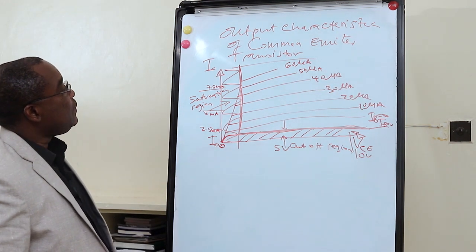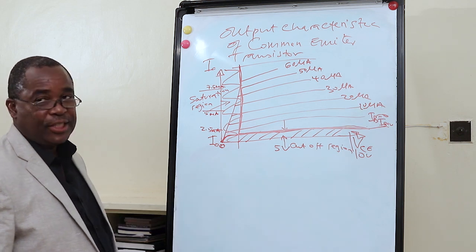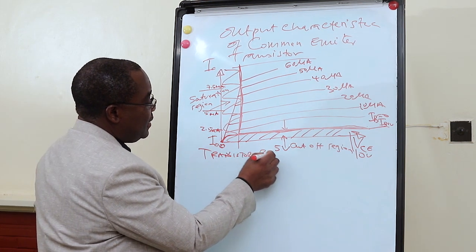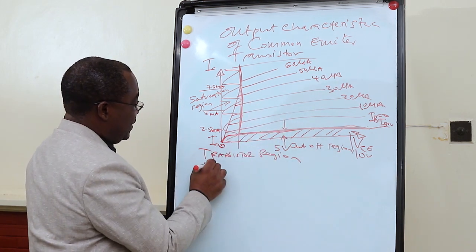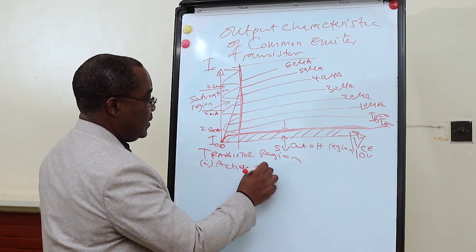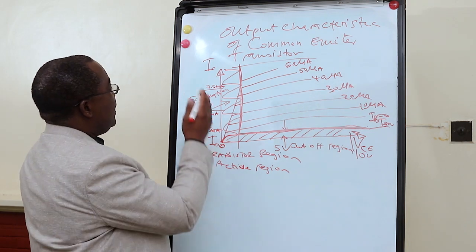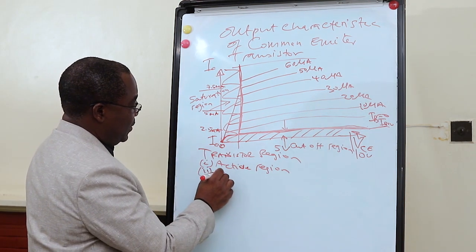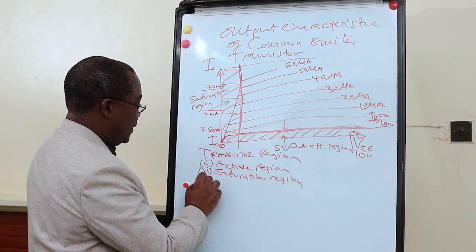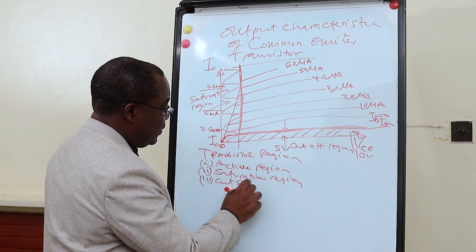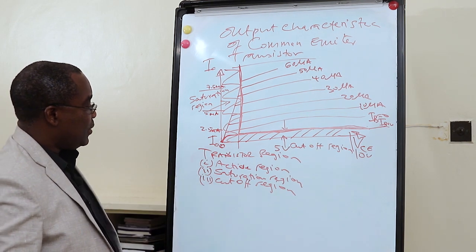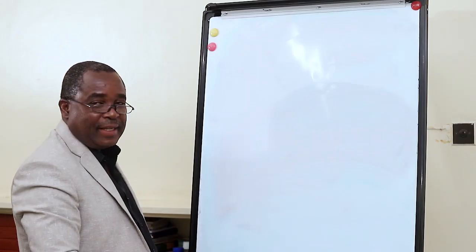So a transistor operates in these regions. Transistor regions: we have the active region of operation, the saturation region, and the cutoff region. So today we'll see a circuit in the active region. Also we'll see a circuit in the saturation region.